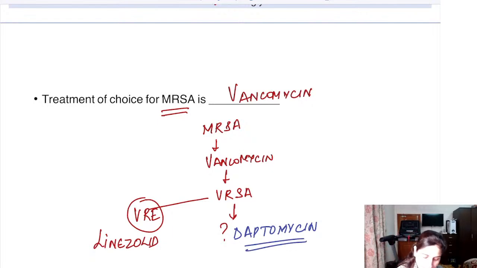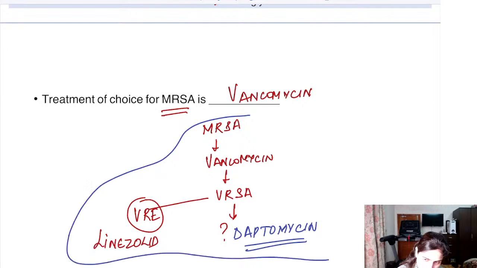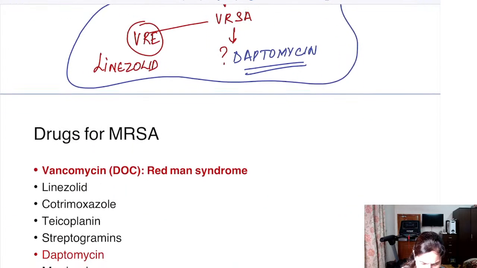Okay, so remember this. For MRSA, vancomycin, and if there is VRSA, there is daptomycin. And for VRE we have linezolid. This is asked quite often. These are the drugs which are actually used for MRSA.